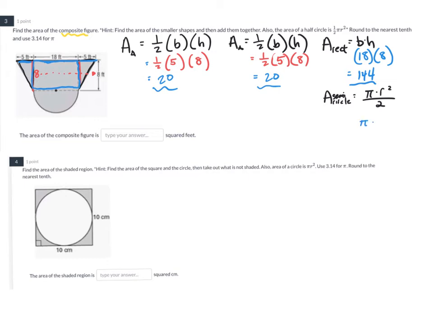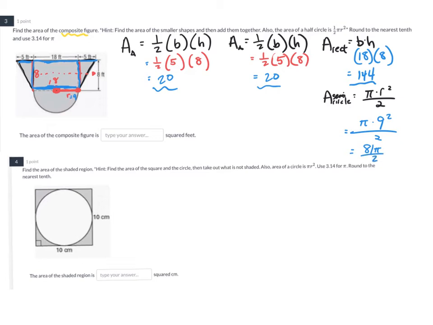Pi times the radius. So remember, the radius is the distance from the center to the edge of the circle. That's my radius. And if I look up here, I see that the whole distance across was 18. So the radius must be half of that. That radius is a 9. It's half of the 18, half of the whole distance across here. So my area is going to be pi times 9 squared. 81 pi divided by 2.